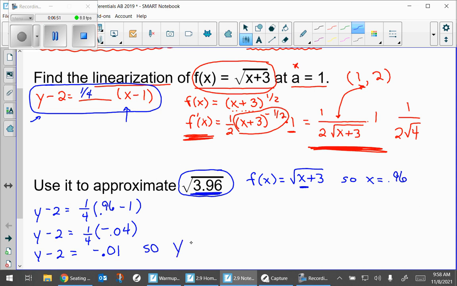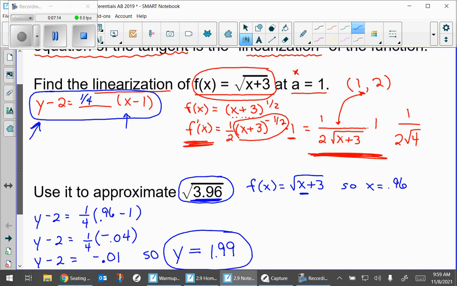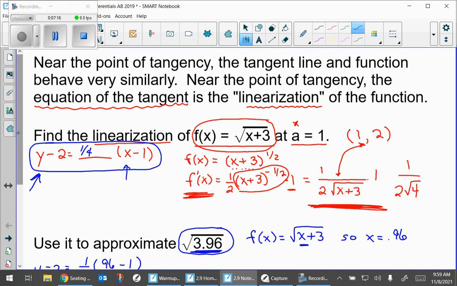So y equals what? If I'm adding 2 to both sides, what do I get? Is that pretty darn close to 2? Is it a little bit less? I used the equation of my tangent line to make a prediction. Because it says up here, near the point of tangency, the tangent and the function behave similarly. If we look at some function, this is a square root function. Square roots look like that, don't they?